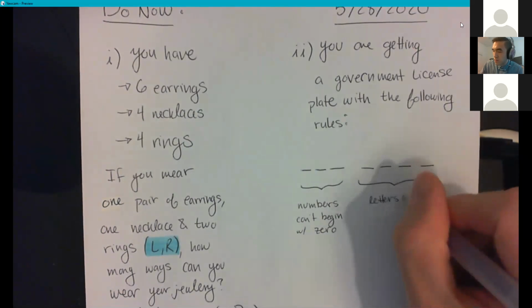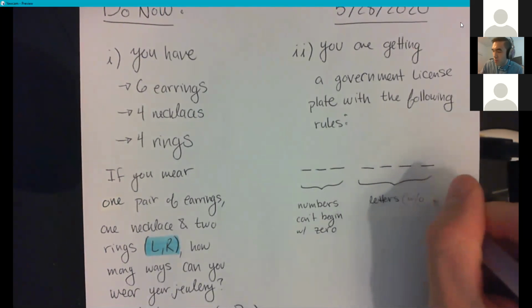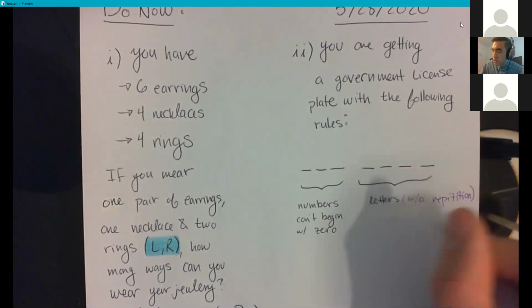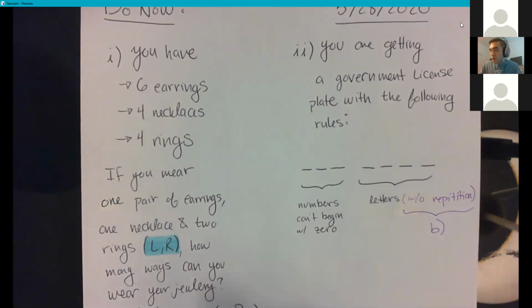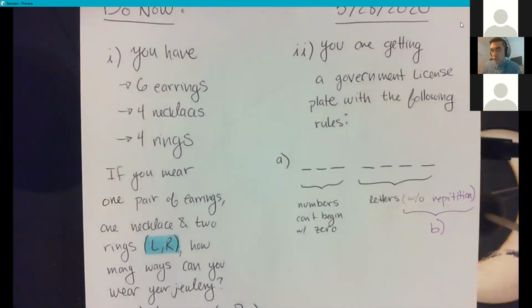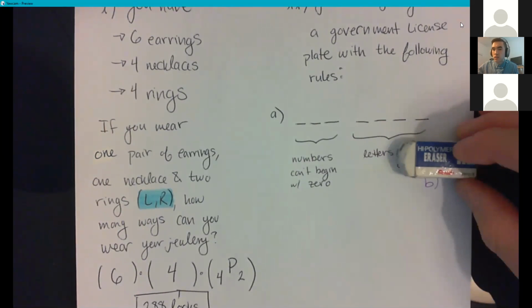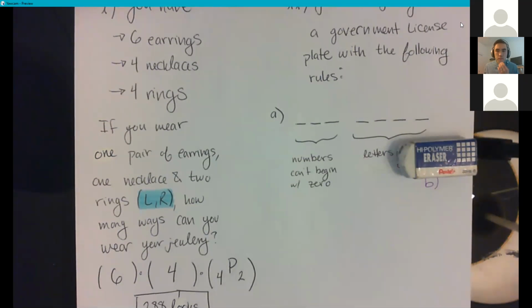So letters without repetition. We'll do this as kind of a modified version of question B down below. Anyway, so how do we consider this? What's a good way to figure out the original version of this without this additional wrinkle here? So first, how do I figure out how many different ways I can get a set of 3 numbers that don't begin with 0?